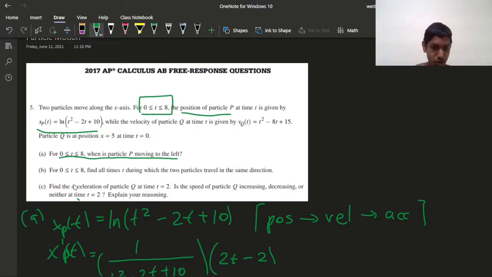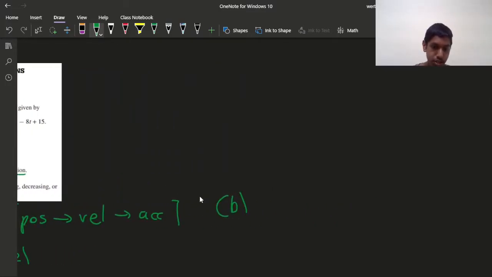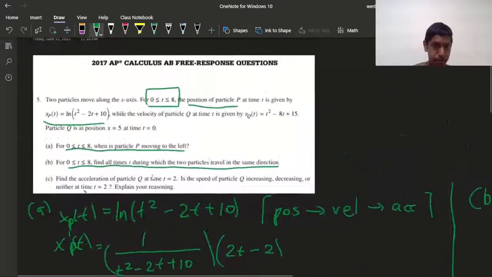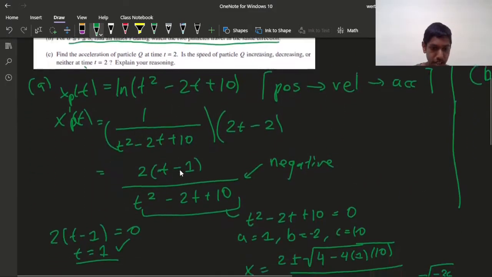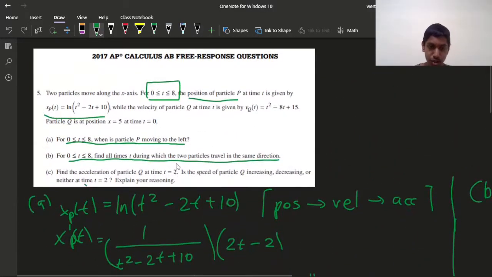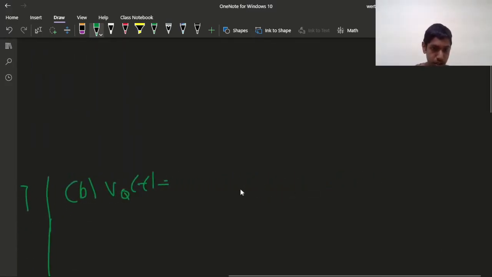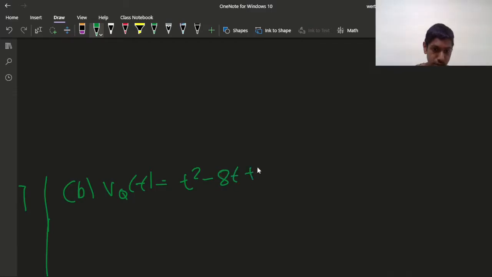That was pretty straightforward. This next part is somewhat straightforward too. We've got to find all times t during which the two particles travel in the same direction. So let's do part B over here. We already have a sign chart for the direction of particle p. So that's good. But now we need to know what particle q is doing. But we know the velocity of particle q. So vq of t equals t squared minus 8t plus 15.